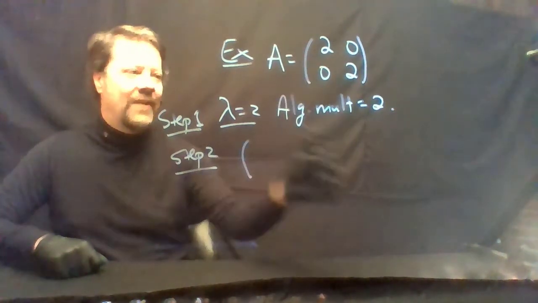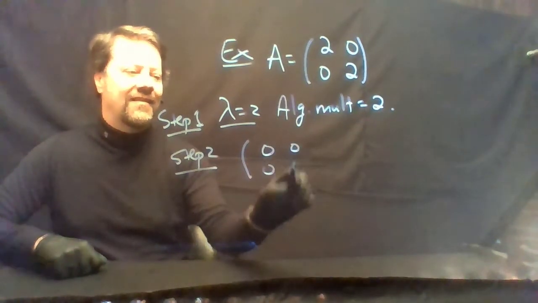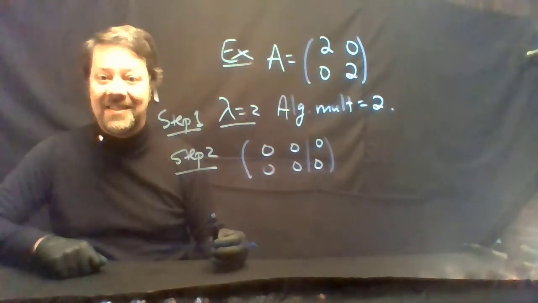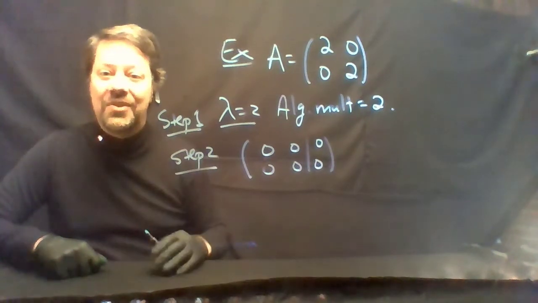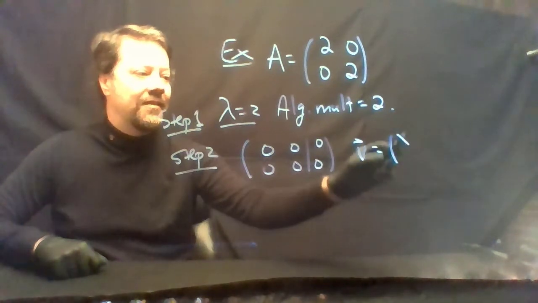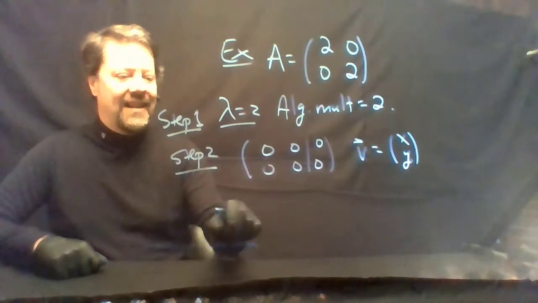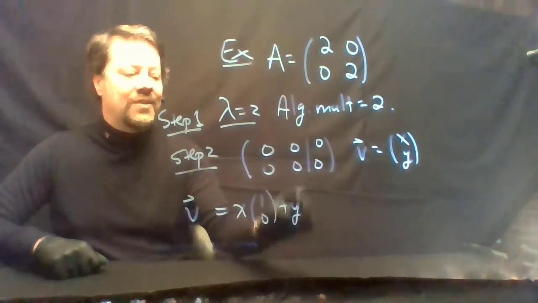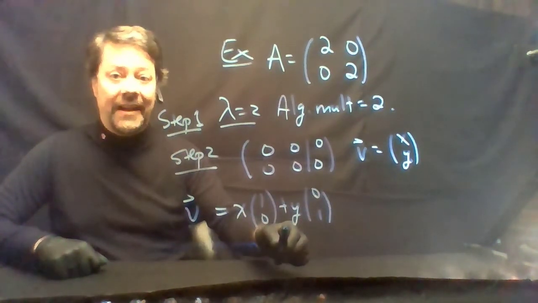For that, we have to subtract the eigenvalue from the diagonal elements, and we obtain this. Everything's 0. What does that mean? It means there are no constraints on the coordinates x and y. Whatever your eigenvector is, x and y are independently choosable. That means your vector v can be expressed as x times (1, 0) plus y times (0, 1). These are going to be your eigenvectors.